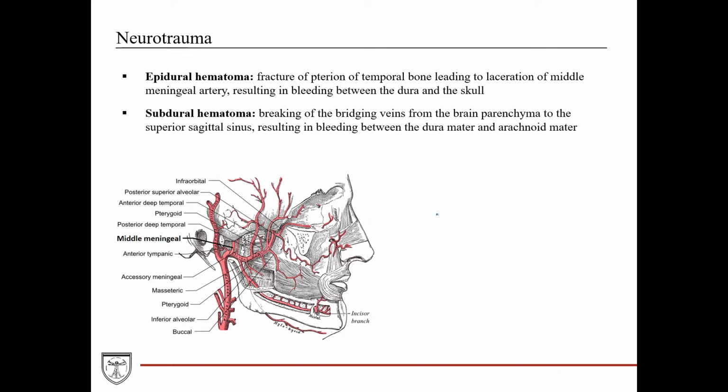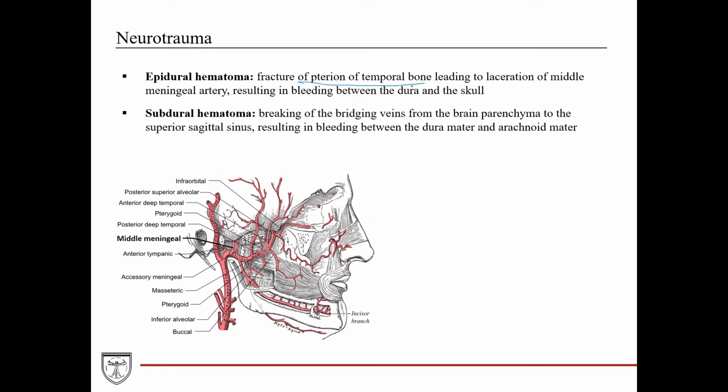So let's talk a little bit about neurotrauma here. Neurotrauma, again, is a kind of a broad field, but what we want to go through are two that you're going to see a lot on exams. The first is epidural hematoma. Also, if you do rotations or work in the ER, you're definitely going to see this. If you work with neurosurgeons or neurologists, you're going to see this as well, and on the trauma service in general. So epidural hematoma is a fracture of the pterion of the temporal bone.